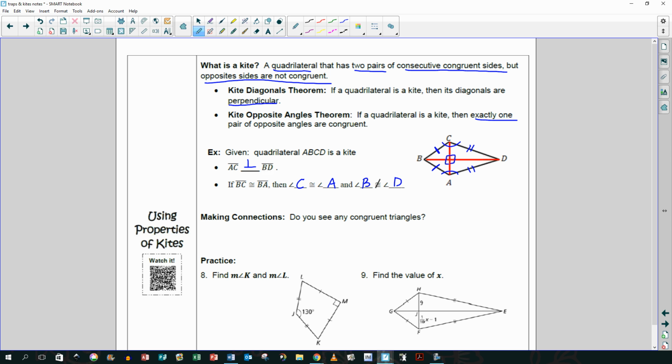Now, when you draw the diagonals in there, because you had to draw them on yours, this diagonal here, it bisects the kite. Okay, so triangle BCD is congruent to triangle BAD. So it's basically a line of symmetry.